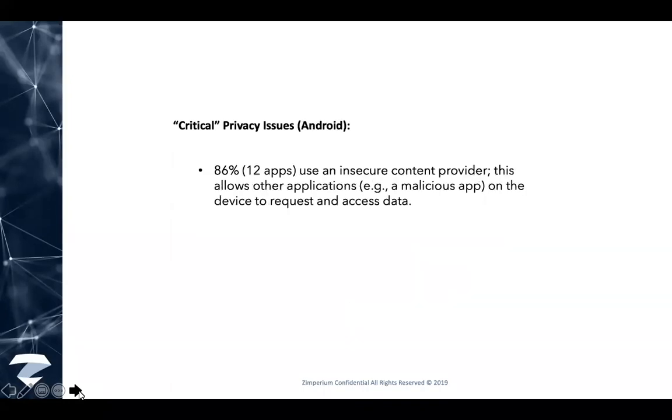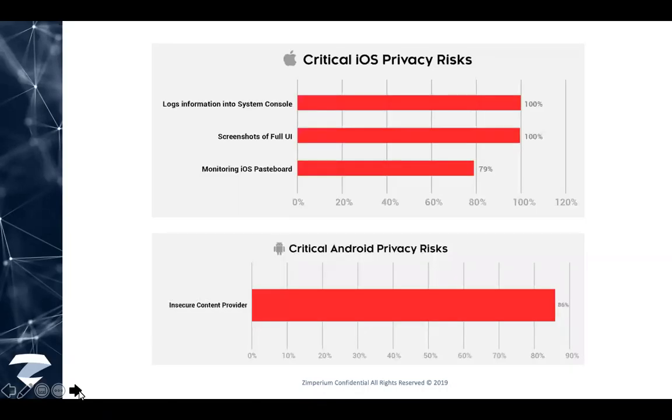So there's only one critical privacy issue for Android, but almost every app had it. You can see that 12 of the 14 were using insecure content providers. Similar to what I was talking about with the system log on the iOS piece, even though this is up in the cloud, other applications can request and access the same data because of the insecure content provider and how it's being put up there. So again, direct access to privacy.